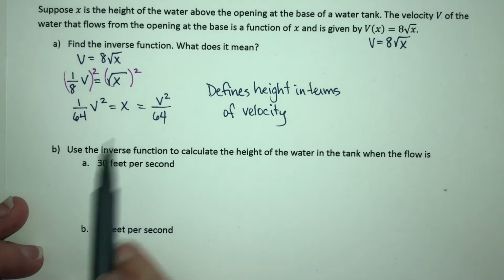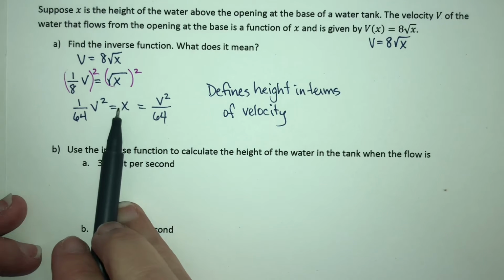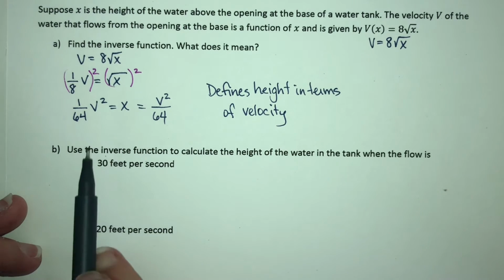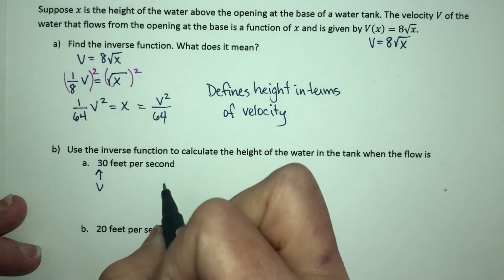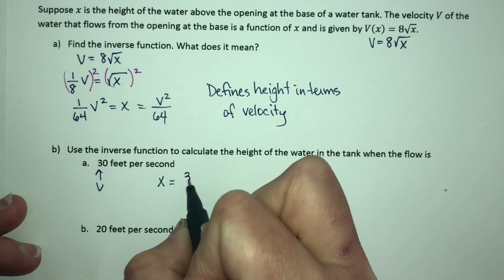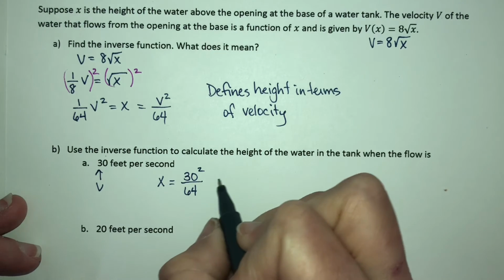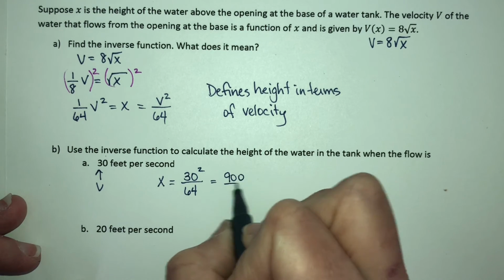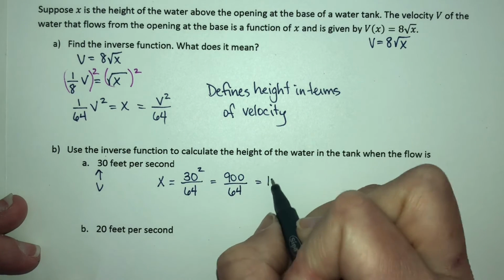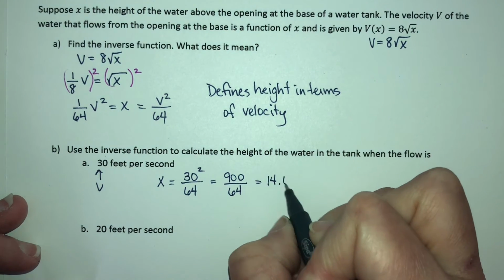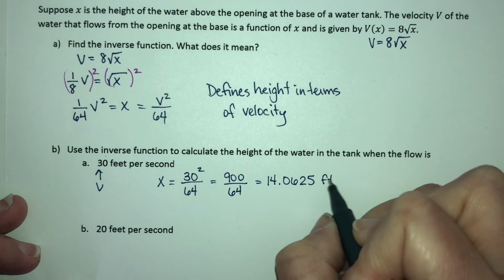Now we're going to use this inverse function to calculate the height of the water, which is our x, in the tank when the flow is 30 feet per second. So this is my v. So the height will be 30 squared divided by 64, which is 900 divided by 64, which is 14.0625 feet.